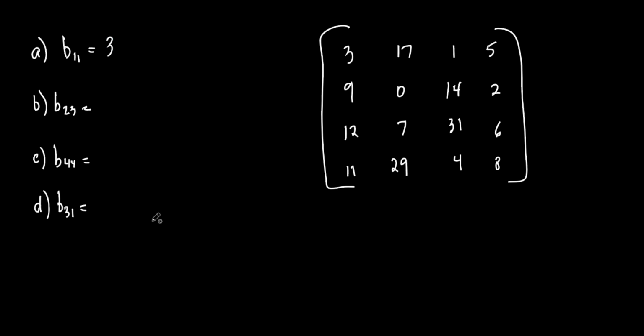2, 3. Where's that? That is 14. Second row, third column. Boom, right there. 14. Everybody got that? What's this one? 4, 4. Fourth row, fourth column, right there, and it's 8. And then 3, 1. Yep, 3. Third row, first column, 12.